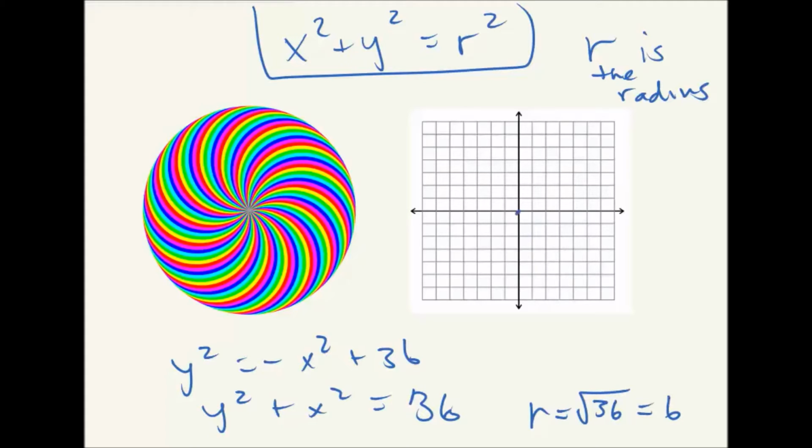So we're going to start from the center, draw a radius out 6, 1, 2, 3, 4, 5, 6, in all directions. And this equation is going to give us a circle like this with a radius of 6.